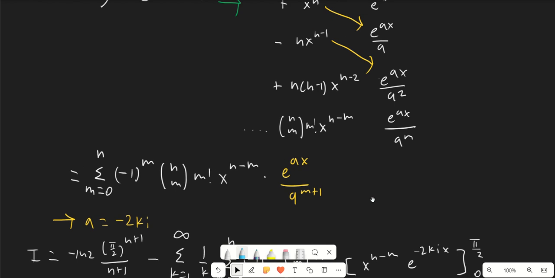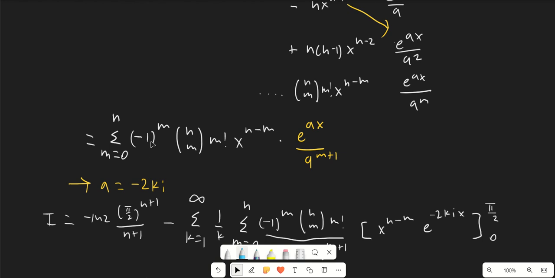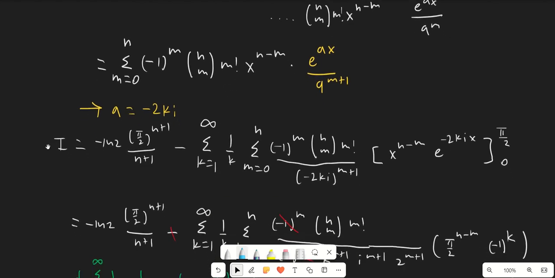So that's going to look like this, just a summation, using these arrows to show which term gets multiplied by which term. So this is our summation, and in this case, a is actually going to be negative 2ki, so we can go ahead and plug that in. So we get this expression right here: our other integration, then this infinite summation, and then a finite summation on the inside. And this looks like it could get really hairy really quick because we have an infinite and finite summation together, but luckily the infinite summation we're actually going to be able to bring inside and evaluate rather easily. And then we have this expression, x to the n minus m and e to the negative 2kix, evaluated at pi over 2 and at 0.